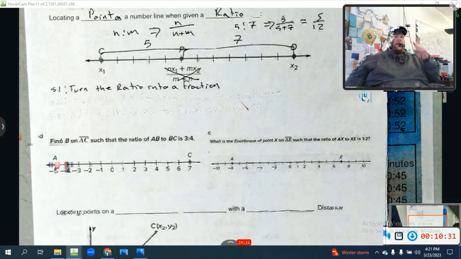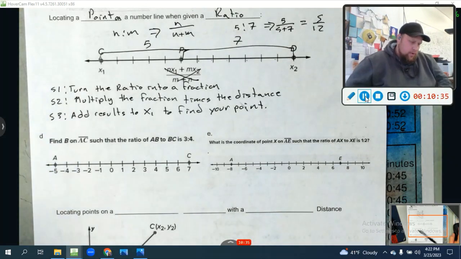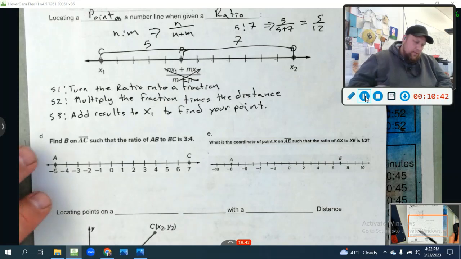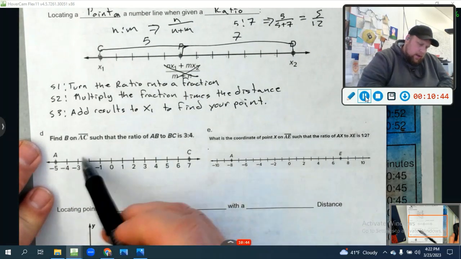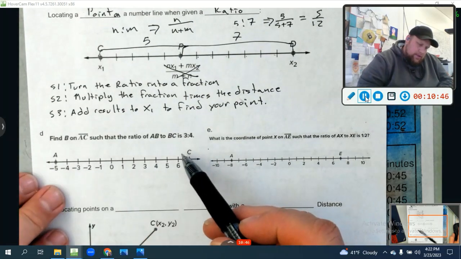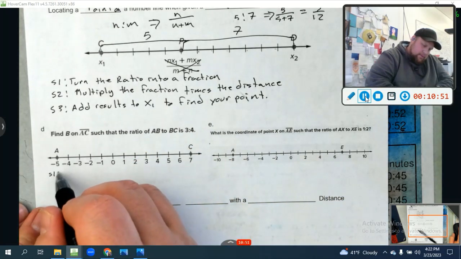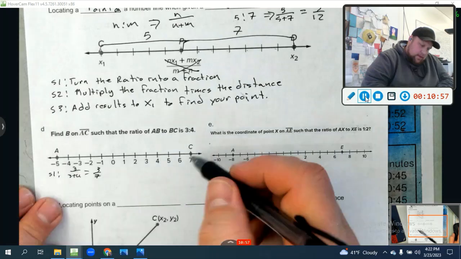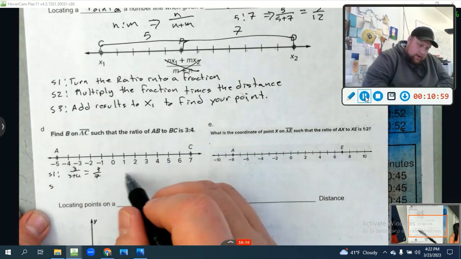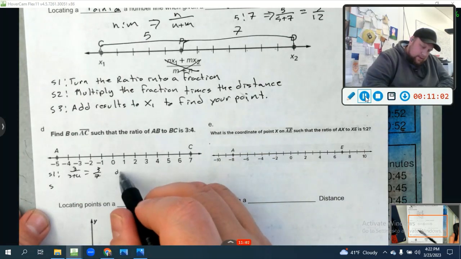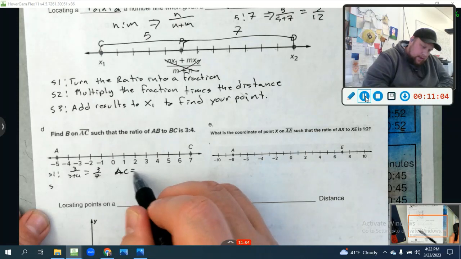Step 3, add that to x1, -5 plus 36/7. Well, if I were to turn -5 into sevenths, 7 times -5 is -35. So this would end up being -35 over 7 plus 36 over 7, which equals 1/7. That's my point. So let's go to 1/7. It's about right here-ish. And that would be my point. What, B? Boom! Just like that, y'all.